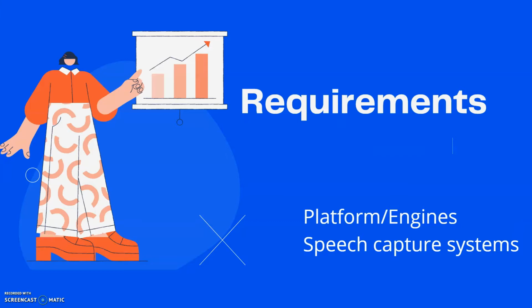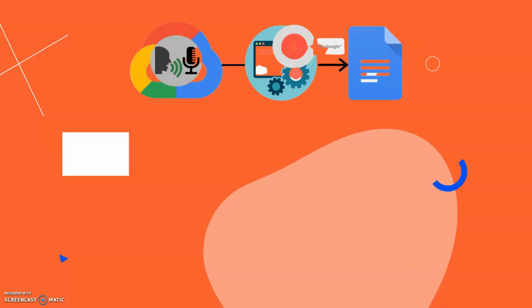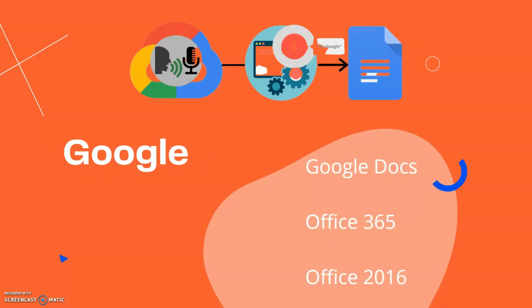So in terms of the requirements of the deployment and use of the speech-to-text systems, I think I can categorize the requirements into two main categories, including the platform or engine that is actually used in the speech-to-text recognition system. And requirement number two is the speech capture systems. By speech capture systems, I mean the concept of accurately and clearly capturing voice in order to be translated by the platform or engines into actual words.